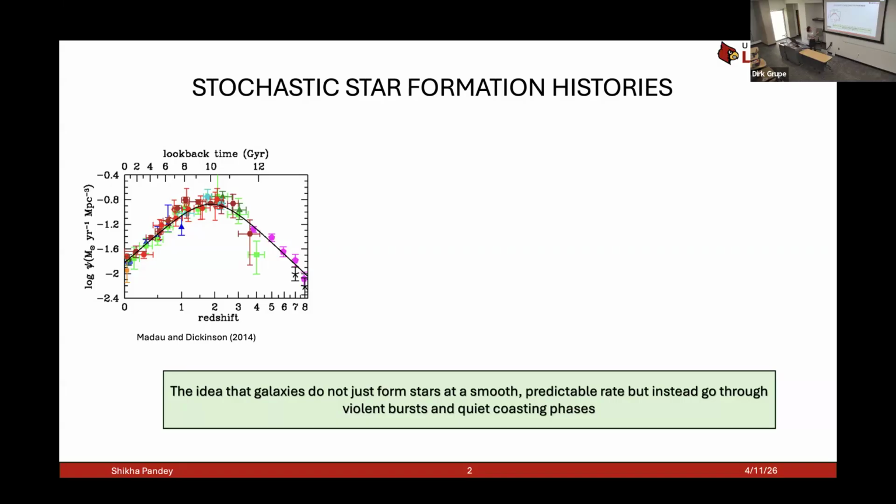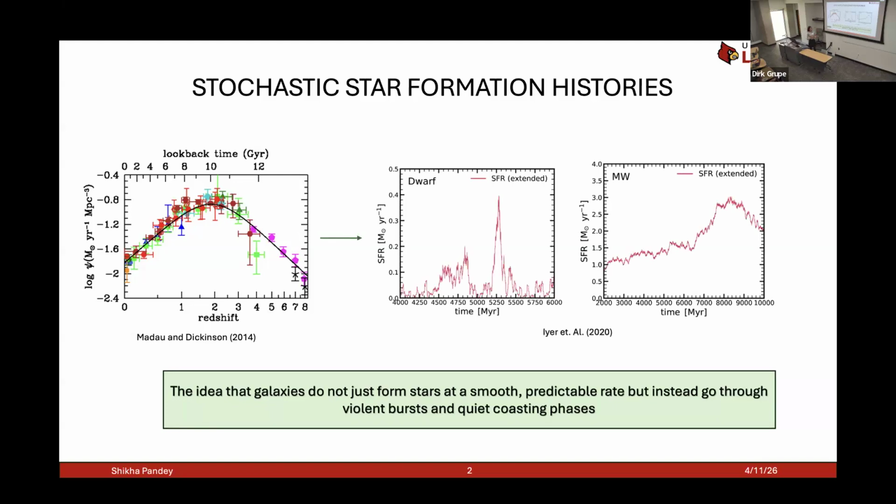When we zoom in and look at shorter timescales, for dwarf galaxies at a timescale of about 200 million years, we see a lot of variability, where there's a burst of star formation somewhere here, and then it drops and has been dropping ever since. And for the Milky Way, it's not as obvious, and the timescale is about 1,000 million years. So there's less variability seen in massive galaxies.